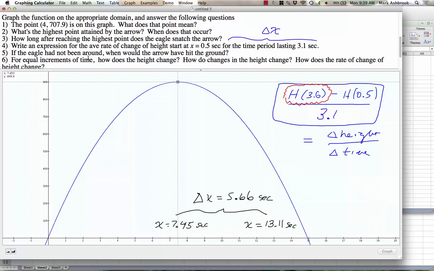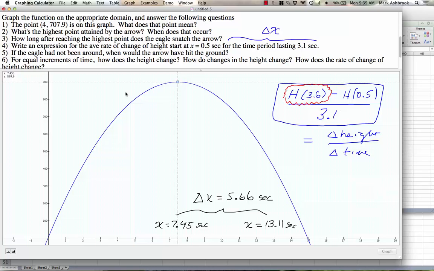All right, number 5. If the eagle had not been around, when would the arrow have hit the ground? Newer, did you get it? No? How would we do it? Just looking at this graph, how would we know when the arrow hit the ground? What would it have to do with?